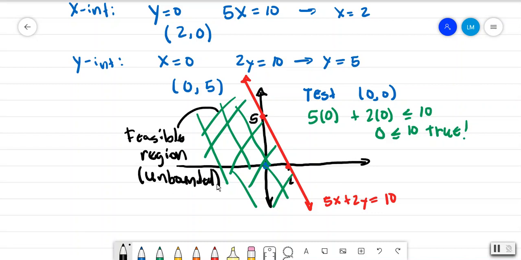It's unbounded due to the fact that it just keeps going and there are many solutions that lie below here. Now, keep in mind that if you had picked a test point out here, then most likely that would have given you a false statement. So just be careful with how you find the shaded region.